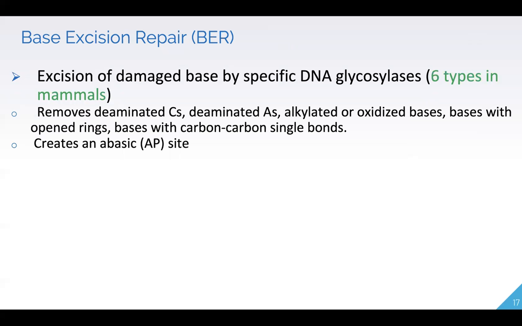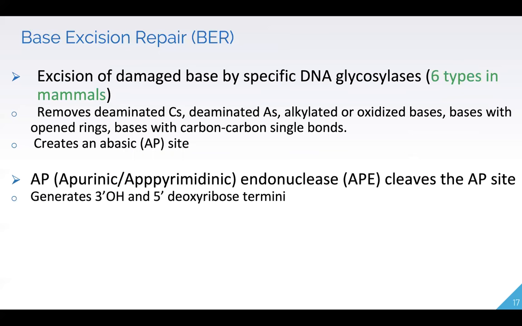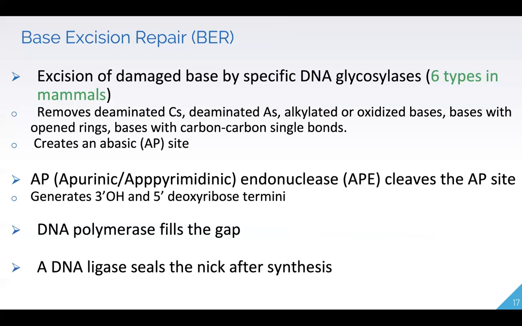And so that abasic site is then recognized by an enzyme called an AP endonuclease, and AP stands for apurinic or apyrimidinic. Sorry, there's a mistake here. It's only 2 P's, not 3. Endonucleases cleave the abasic sites and generate a 3' hydroxyl and a 5' deoxyribose termini. A polymerase has to come in and fill the gap by inserting the correct base using the information available from the opposite strand. And then ultimately, the DNA ligase will come and seal that nick, right?